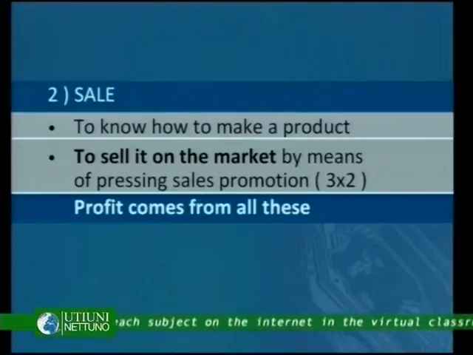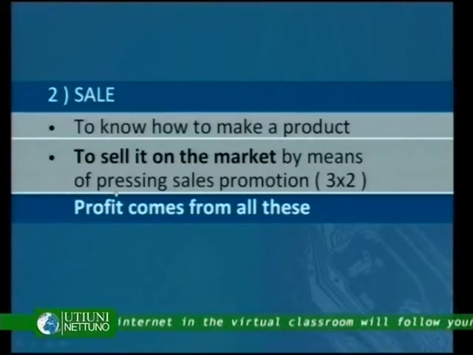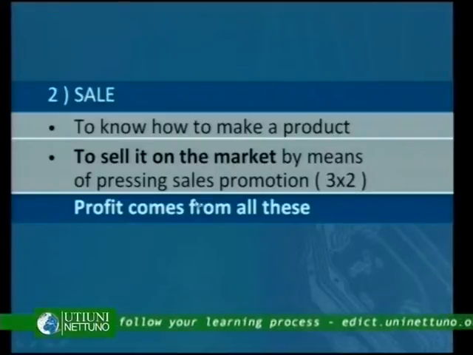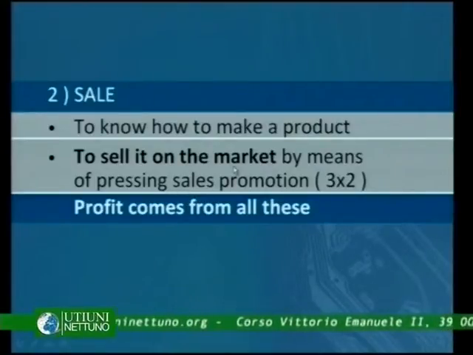Second, sale. To know how to make a product, to sell it on the market by means of pressing, sales, promotion, 3, 4, 2. And profit comes from all this. What does it mean to sell it on the market? Okay, in most cases, products have to be promoted. They have to be pressed on the market. In some commercial fields, propaganda like 3 for 2 is utilized. In banking, this is not possible, but we can use cross-selling for promoting sales.